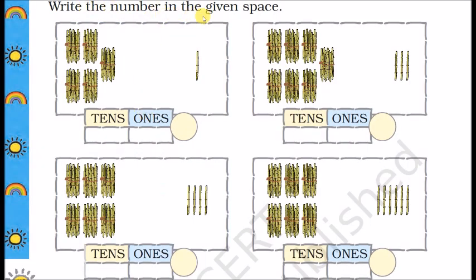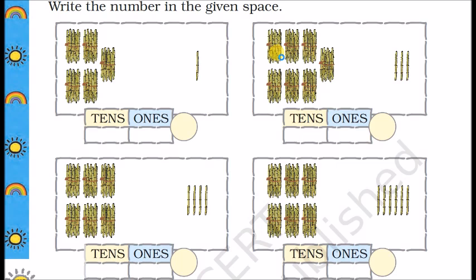Write the number in the given space. Here we have to write the number. 1, 2, 3, 4 and 5. 5 tens are here. Write 5. And how many ones? 1. So write 1. How many is it? 5 and 1, 51.